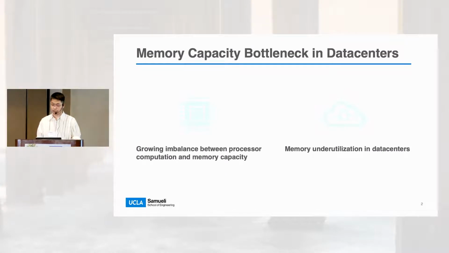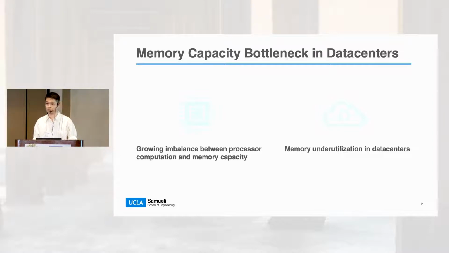Nowadays, the data center has the problem of memory capacity bottleneck. The growth of DRAM memory capacity is slower than that of processor computation. And the memory in data centers is often underutilized, causing a big resource waste. So cloud providers are now thinking about how to solve these problems. One of the most promising directions is memory disaggregation.